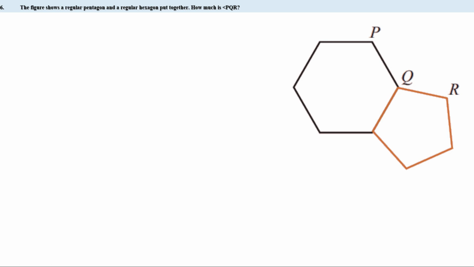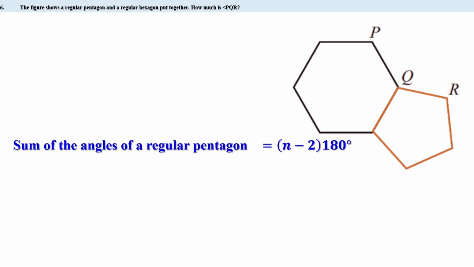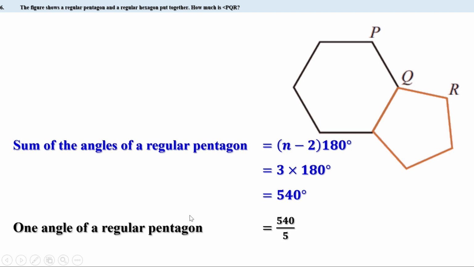We know the sum of the angles of an n-sided polygon is n minus 2 into 180 degree. Therefore, the sum of the angles of a pentagon is 5 minus 2 into 180, or 3 into 180 degree. Multiplying, we get 540 degrees. In a regular pentagon, there are 5 angles and all the angles are equal. Therefore, one angle is 540 divided by 5, or 108 degree.